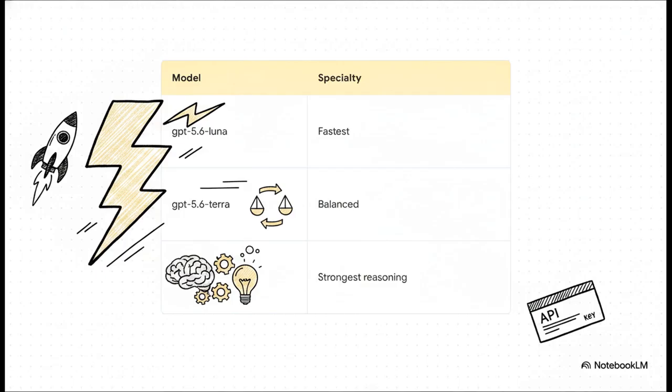First, there's GPT 5.6 Luna, whose specialty is pure raw speed. Then you've got GPT 5.6 Terra, which gives you a really nice, balanced approach between speed and overall capability. And finally, GPT 5.6 Sol, boasting the absolute strongest reasoning capabilities for those really complex problems. Now, for our upcoming tutorial code, we want lightning-fast responses, so we're going to go ahead and hire Luna.